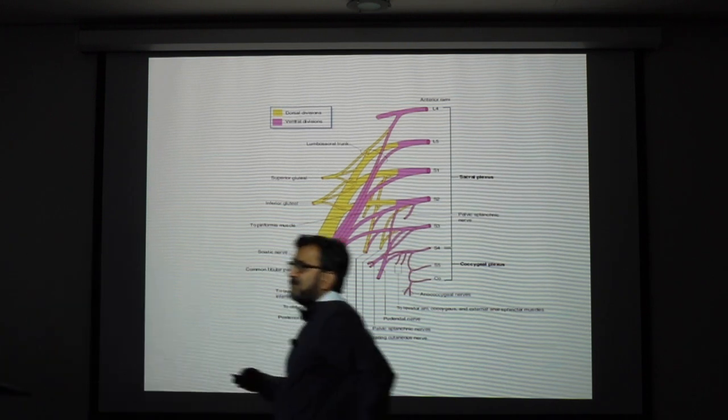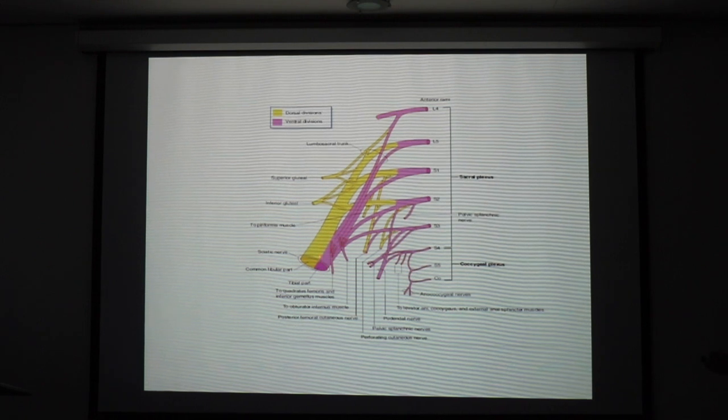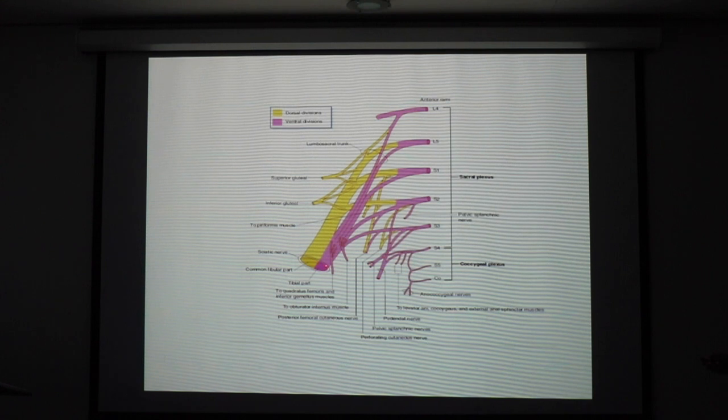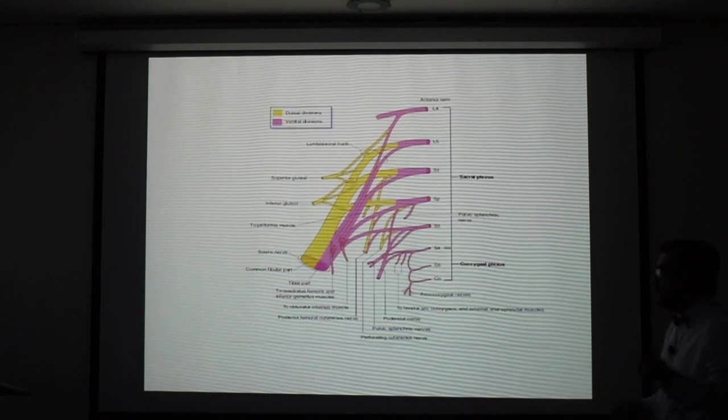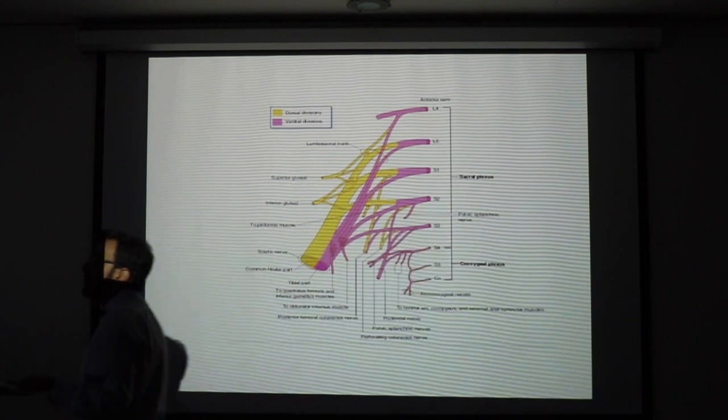Now the biggest nerve which comes out from the sacral plexus is this nerve, which is the sciatic nerve. The sciatic nerve has two components. It has a common fibular component which is coming out from the dorsal divisions of these ventral rami, and the ventral divisions of these rami are going to give rise to the tibial component. So the two components of the sciatic nerve are the common fibular component and the tibial component.